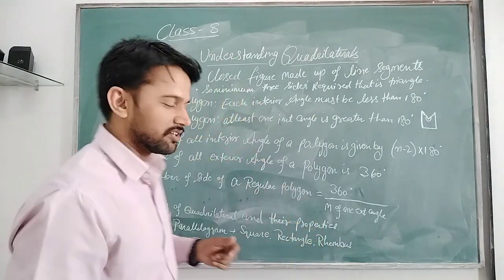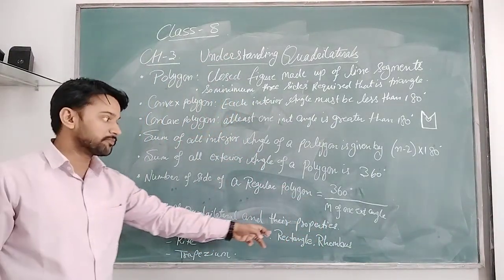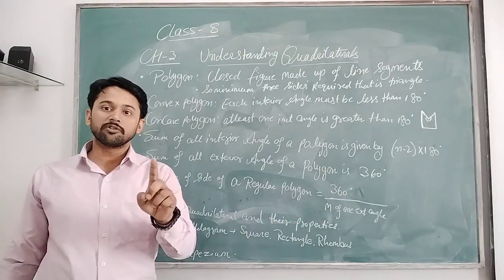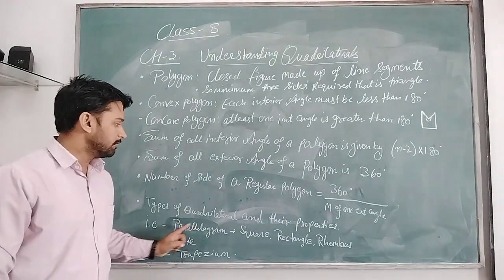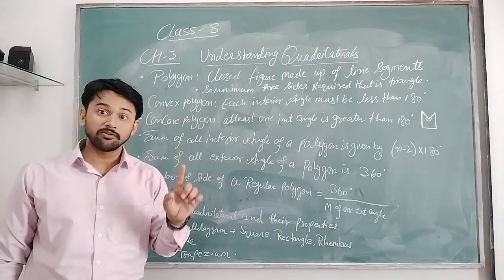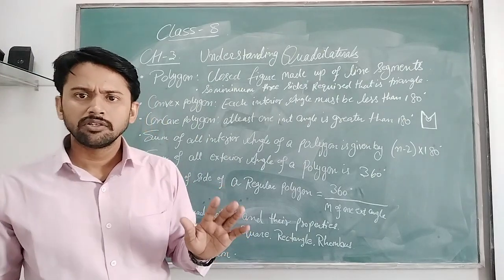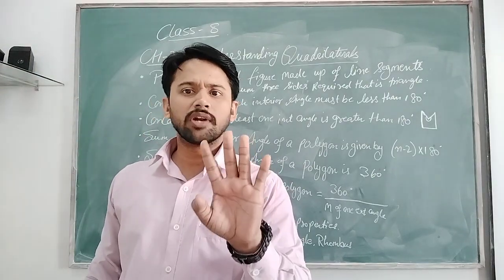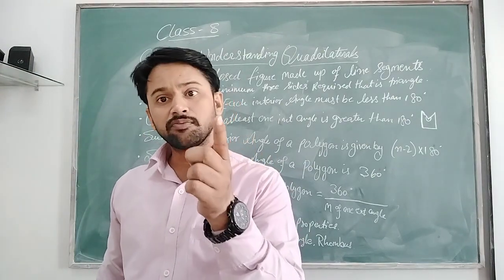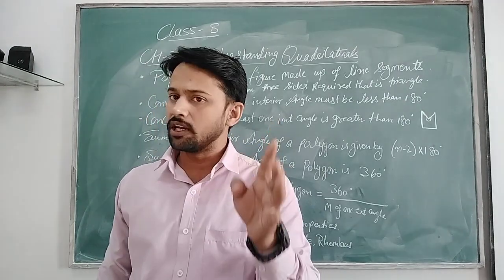Okay, now proceeding further. Types of quadrilateral and their properties. This is a very important part of this chapter. Types of quadrilateral and their properties. This is very important. So sir, what are the types of quadrilateral? Firstly, a quadrilateral is made up of 4 line segments. So its classification also has all types which have 4 line segments.